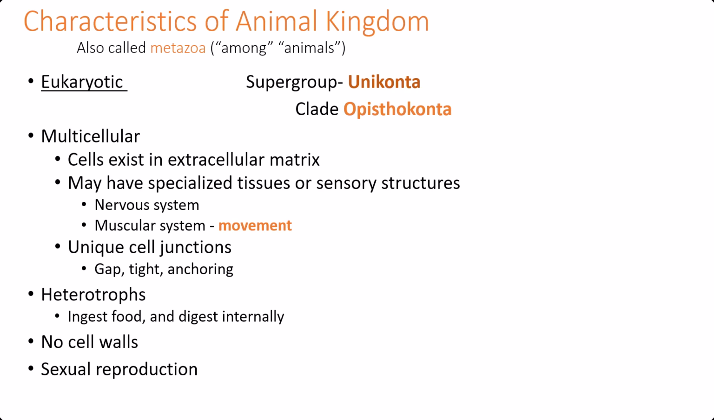And then animals are heterotrophs. They generally ingest their food and digest it internally. Animals do not have cell walls, and they typically do sexual reproduction.